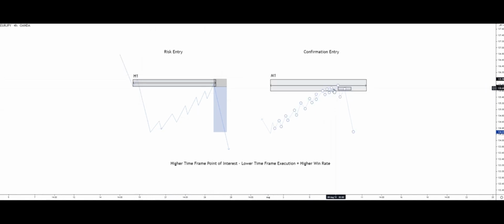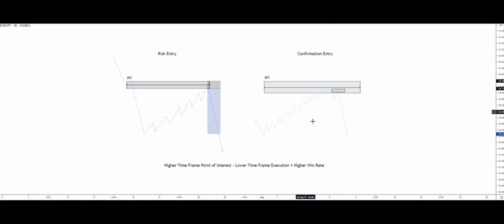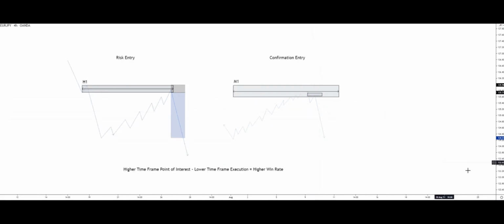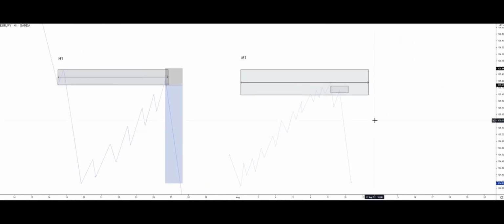Once price reaches this region, I will then go down to the 1 minute time frame. Even though there's going to be much more noise, I'm going to go down to the 1 minute time frame and just look for the structural swing points. Why do I look for the structural swing points? Again, because I'm going to be looking for my break of structure.